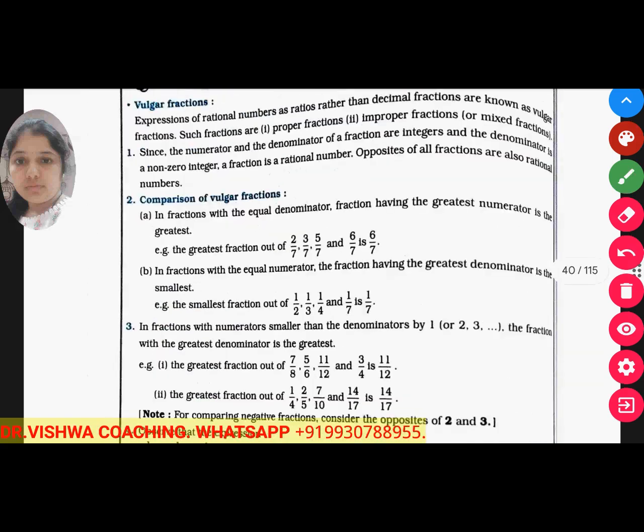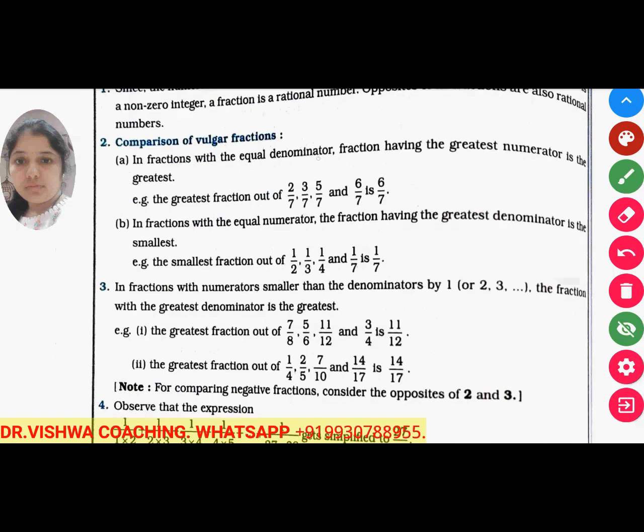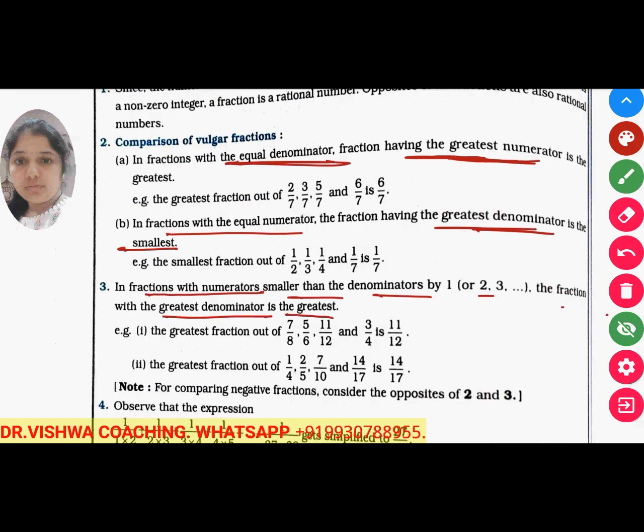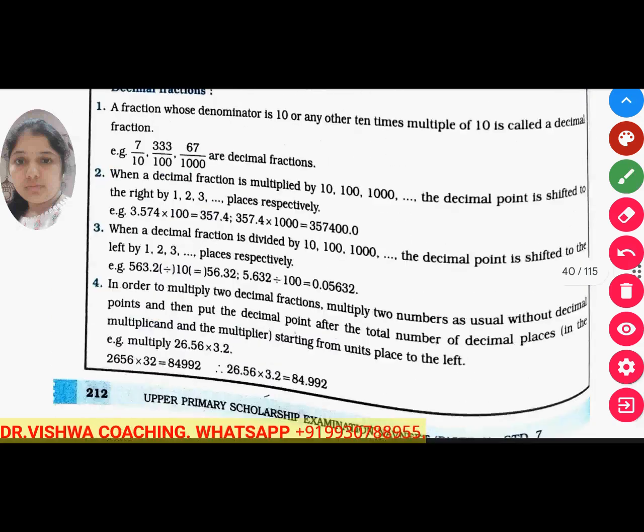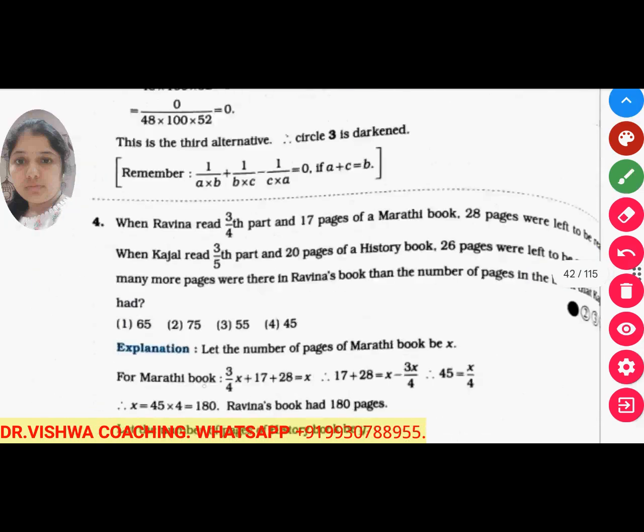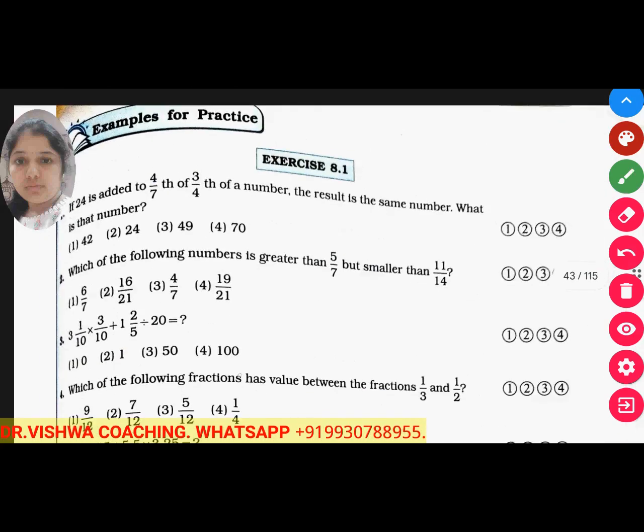Okay. Now you know the rules regarding the fractions. If equal denominator is there, the fraction having the greatest numerator is the greater fraction. If equal numerator is there, the greater denominator gives the smallest fraction. With numerator smaller than denominator by 1, 2 or 3, the greatest denominator is the greatest fraction. These are all the rules which we know. Okay. We had seen in the last chapter also. Now we will directly solve the practice exercise. Some of the examples we will solve, and then we will take the lead.